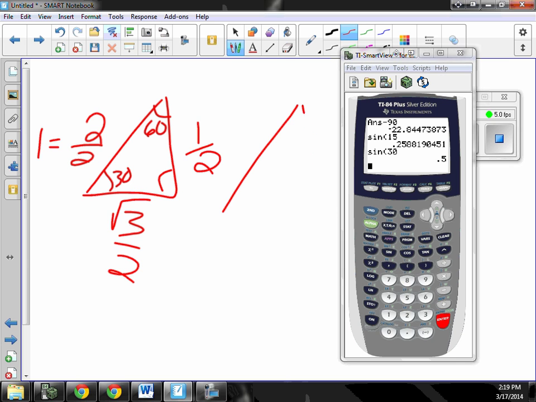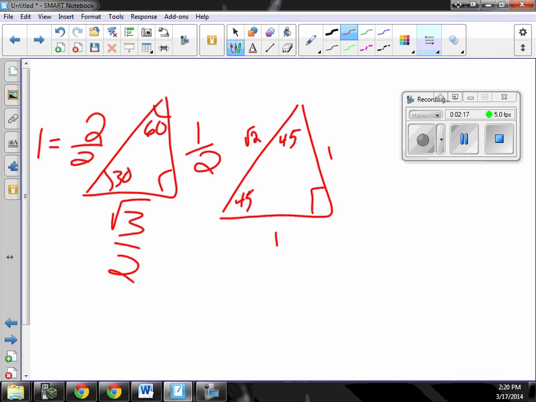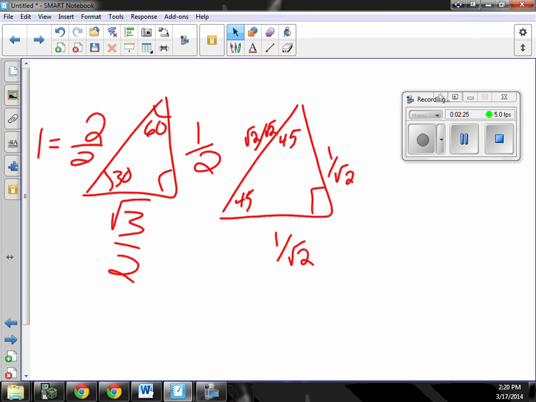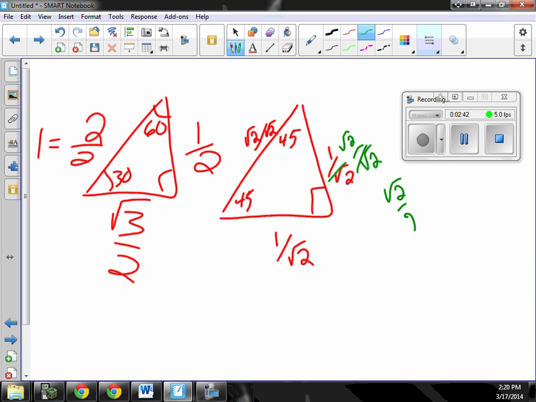We can do the same thing with the isosceles right triangle. 45, 45, 90. And normally it's 1, root 2, and 1. We're going to divide everything by root 2. But I can't leave it like that. So what do I need to do? Times it by root 2 over root 2. And the bottom square roots cancel, and we just get root 2 over 2.